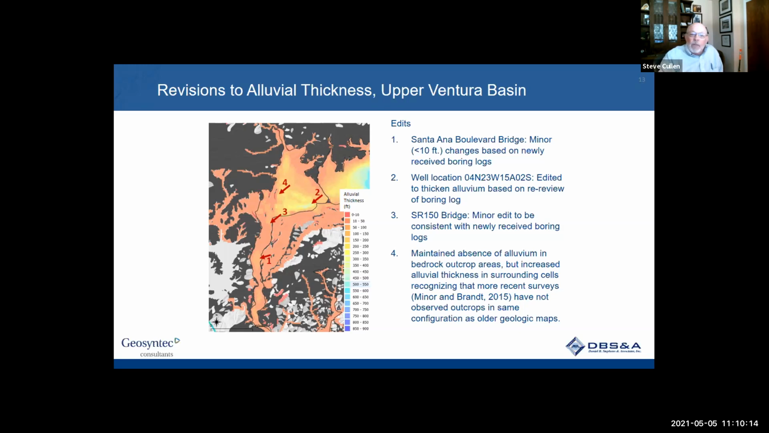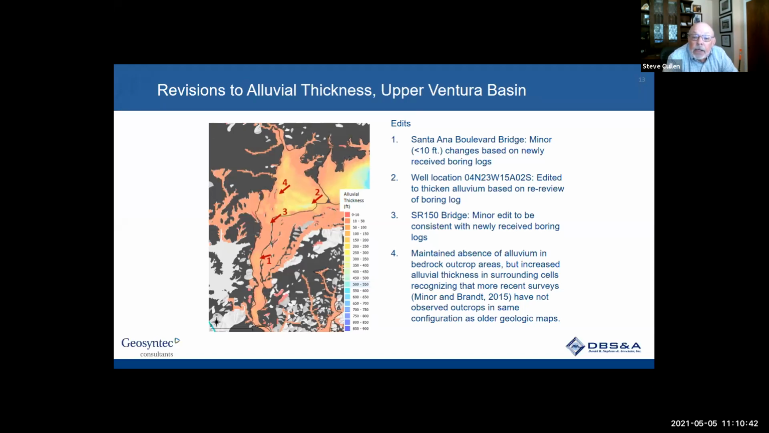You can see here on the map that location number 1, the Santa Ana Boulevard Bridge, we made minor changes based on newly received boring logs, the minor changes being less than 10 feet. At location number 2, where it's well number 4 north, 23 west, 15A02S, we edited the alluvial thickness data to thicken the alluvium based on review of the boring log in that location.